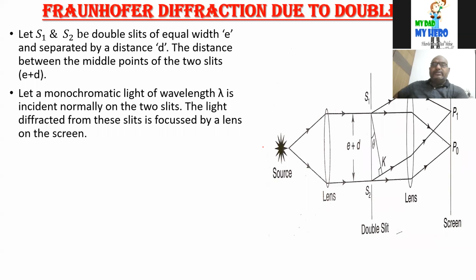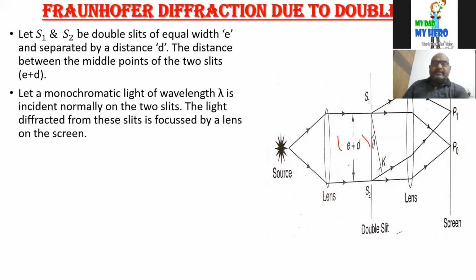The other one is the Fraunhofer diffraction due to the double slit experiment. Here in the double slit experiment, there are two slits, S1 and S2, double slits of equal width small e and separated by a distance small d. The distance between the middle points of the two slits is e plus d. And let a monochromatic light of wavelength lambda be incident normally on the two slits.